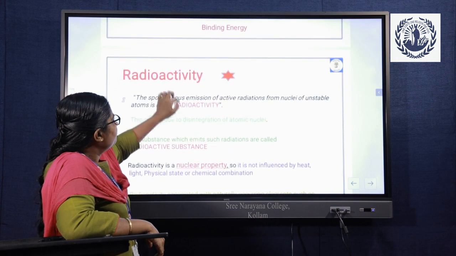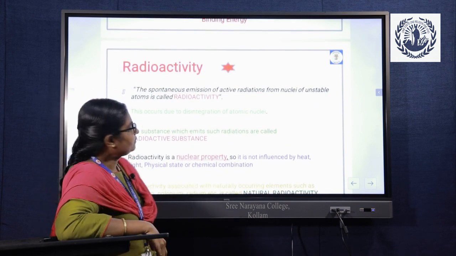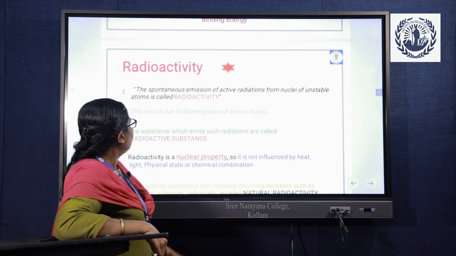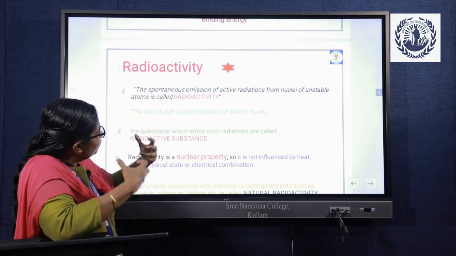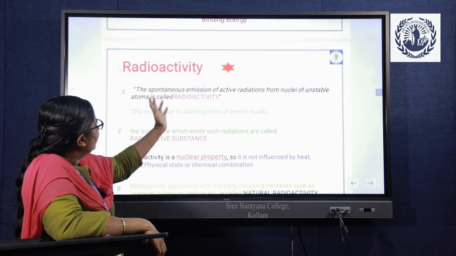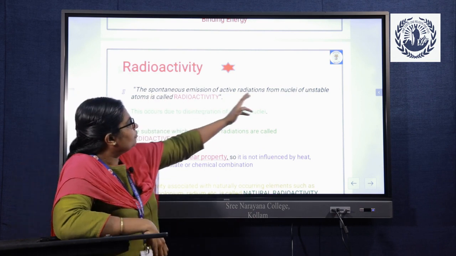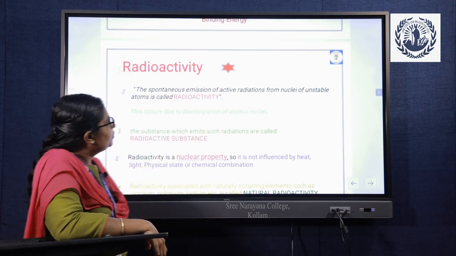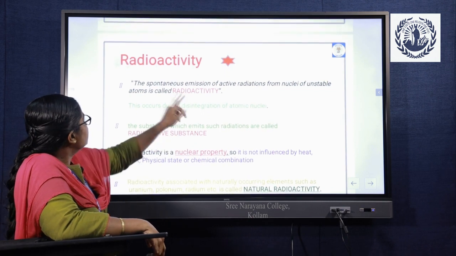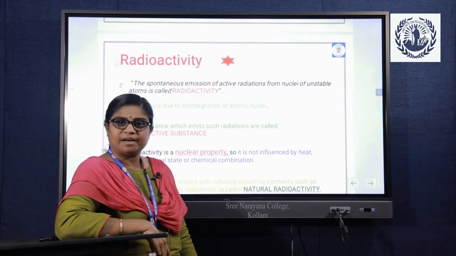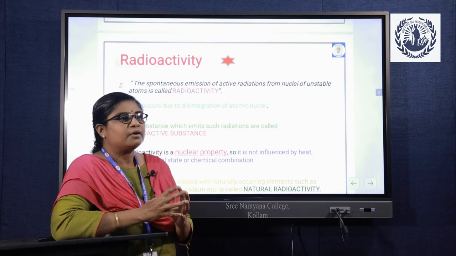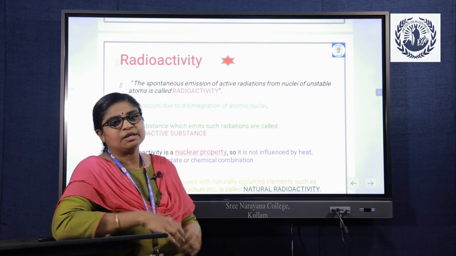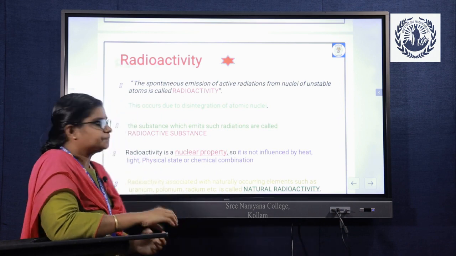Now coming to the definition of radioactivity. From the definition it is clear that the spontaneous emission, that is without any external force, naturally, the spontaneous emission of active radiations from nuclei of unstable atom is called radioactivity. That is, unstable atoms are showing radioactivity in order to get stability.